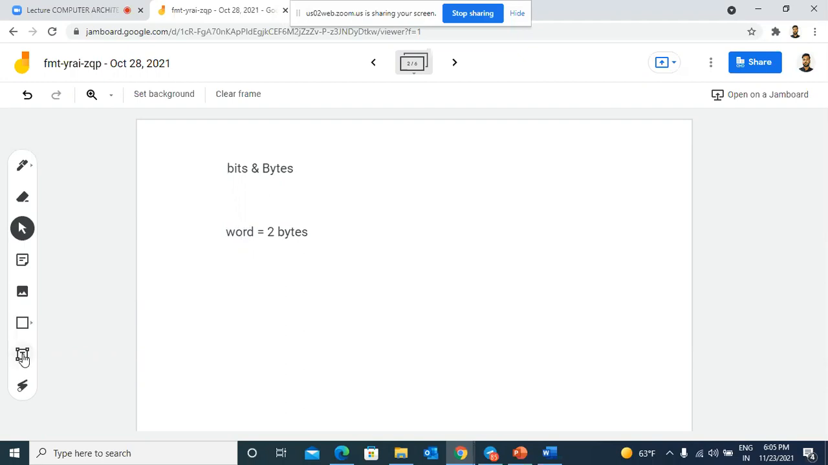So in this way, double word is equal to 4 bytes. This is a general format for your understanding. This is a standard format also.